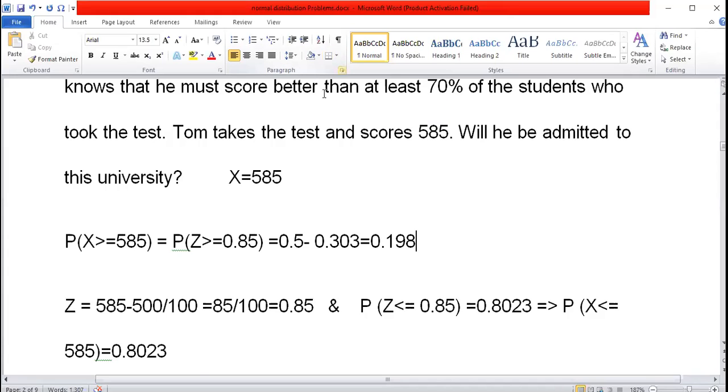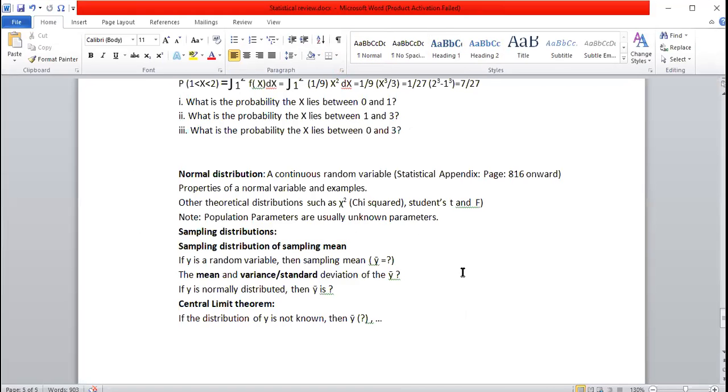No questions. In that case, I'm going to shift the screen quickly. So now you have done this normal distribution with some examples. Now there are other distributions as well, which we will be using. A normal distribution is one, and there are other theoretical distributions like chi-squared.